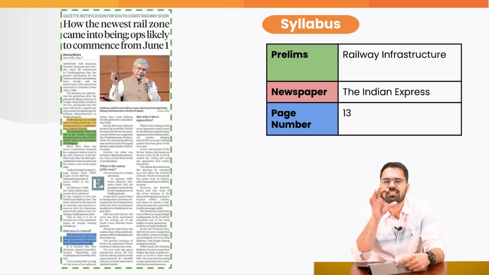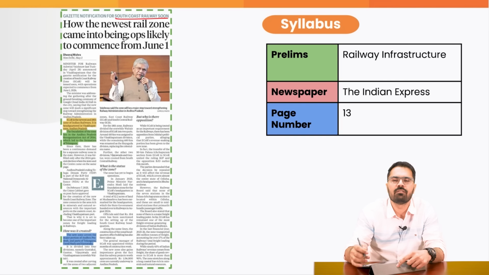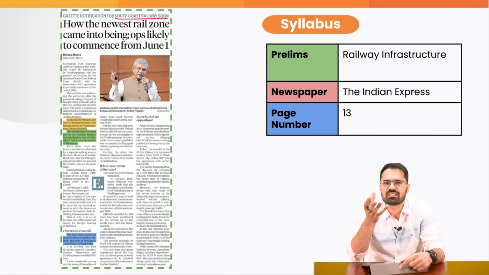Our railway minister has recently announced the creation, or you can say operationalization, of the 18th railway zone. Now, this is your South Coastal Railway Zone. Basically, the minister said that very soon this railway zone will be operational. It was announced in 2019 on the basis of the State Reorganization Act of Andhra Pradesh, basically to serve the purpose of Andhra Pradesh. But till now, it is not operational. It will be operational in some time.